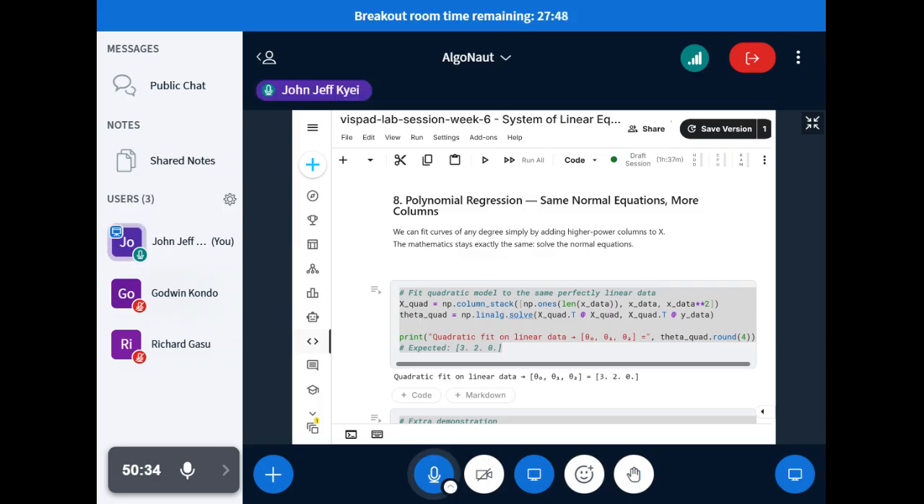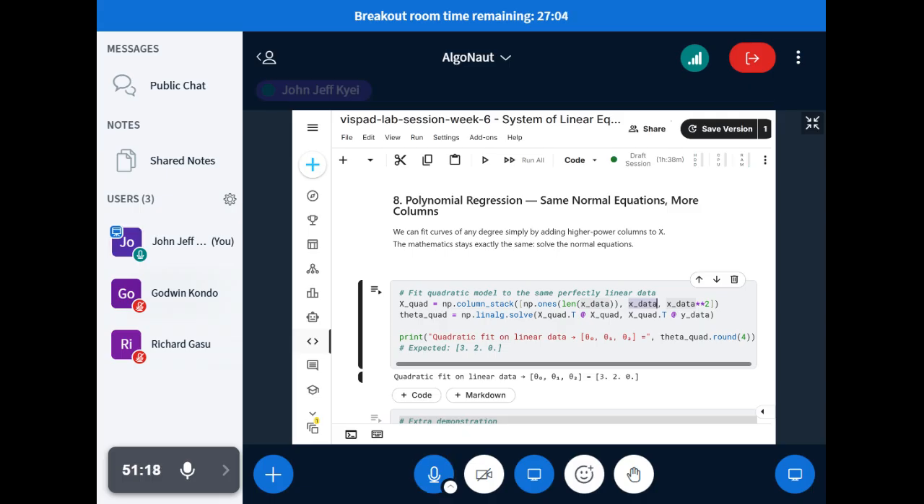Okay, so we first build our quadratic design matrix, almost the same principle as the linear matrix, where we just include a column of ones. So what we do is create a column of ones, which is the intercept term, and then we have our x data, which is, I don't think we got the equation yet, but it's going to be theta one.